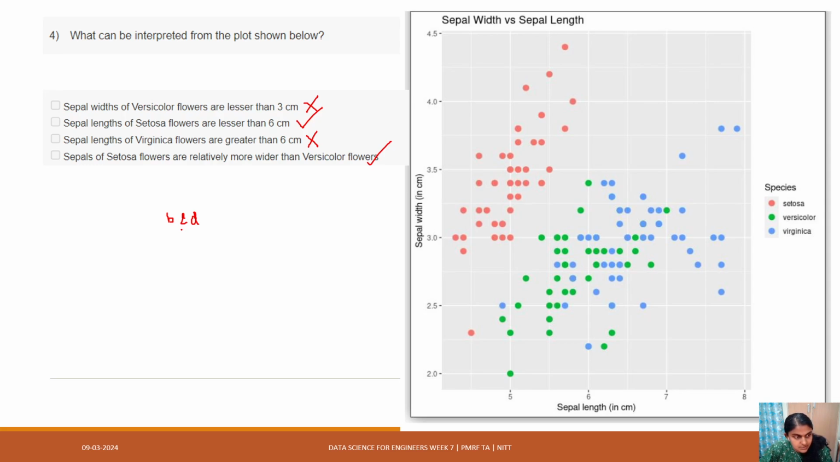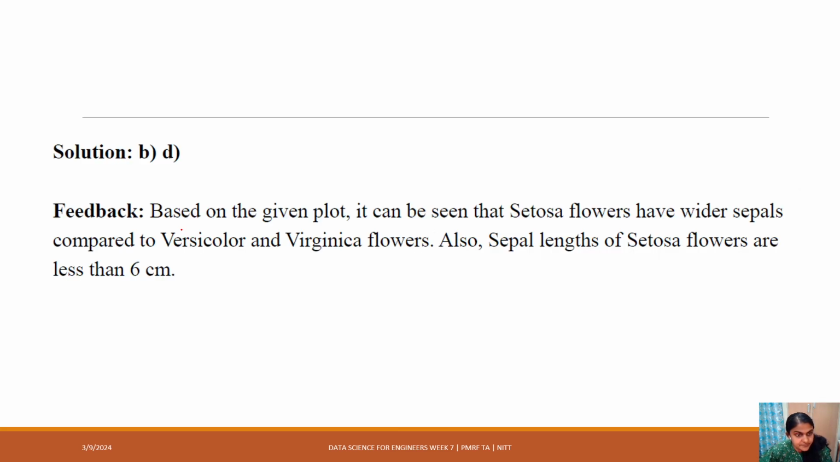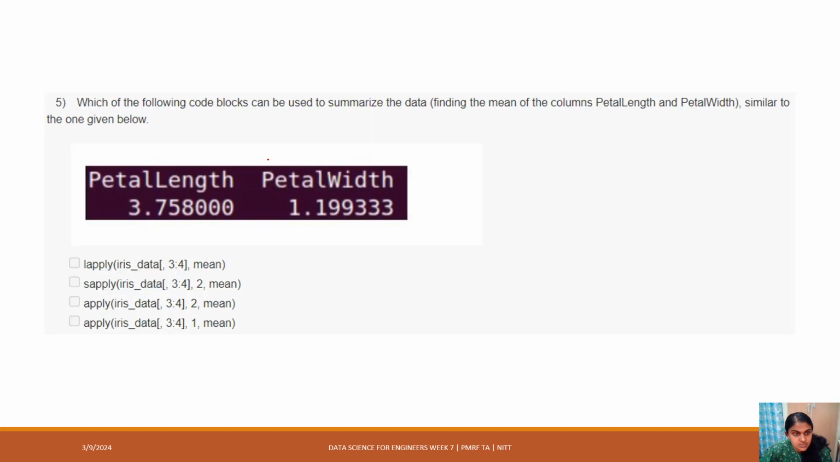I hope it's clear, for those who have given one answer. Based on the given plot, it can be seen that setosa flowers have wider sepals compared to versicolor and virginica flowers. Also the sepal length of setosa flowers is less than 6 centimeters. Because of that, we can give both these answers. I hope it's clear to you. We'll move on to the next question.